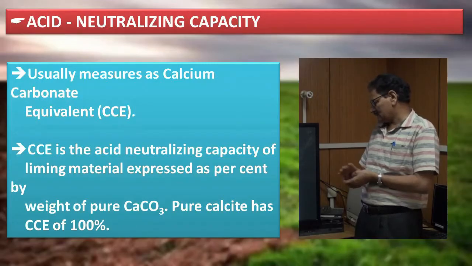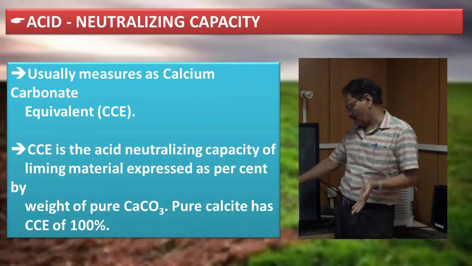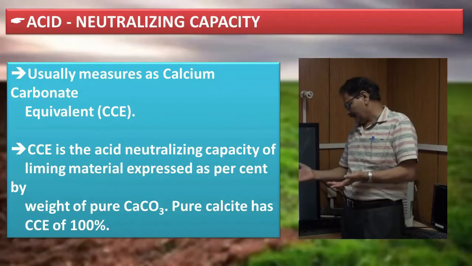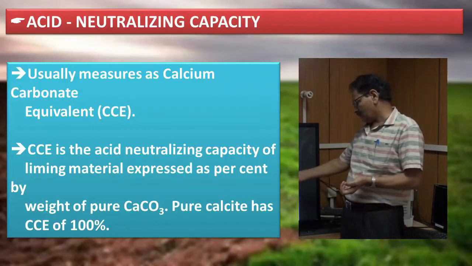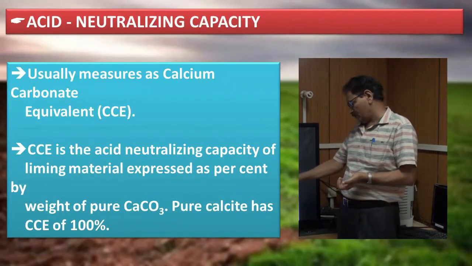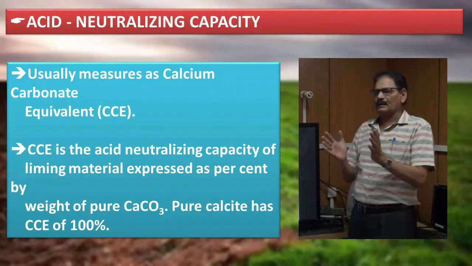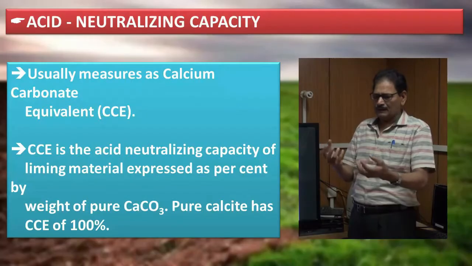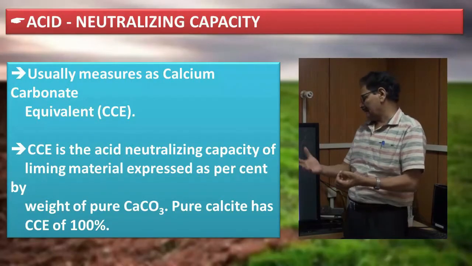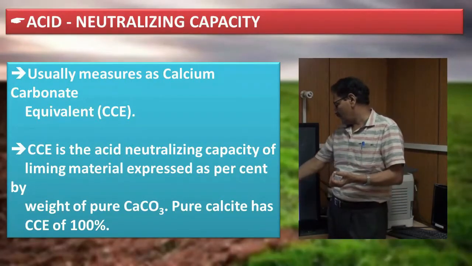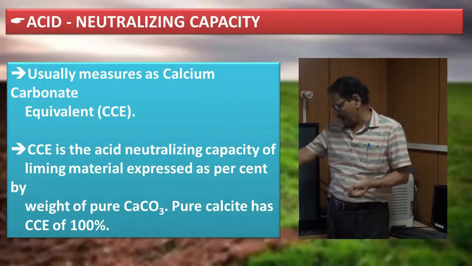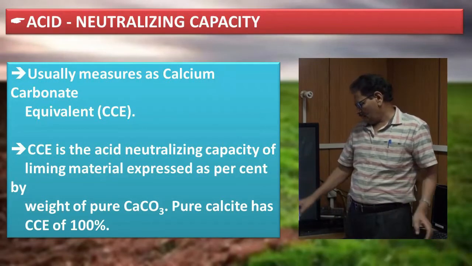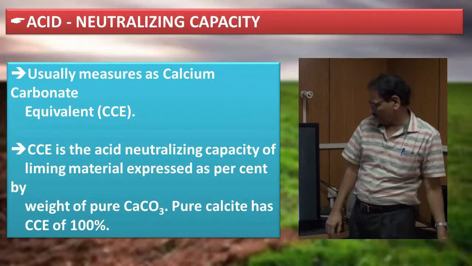CCE is the acid neutralizing capacity of a liming material expressed as percent by weight of the pure carbonate, or you can say it compares how effective our liming material is as compared to calcite or calcium carbonate. Pure calcite has a CCE of 100%.